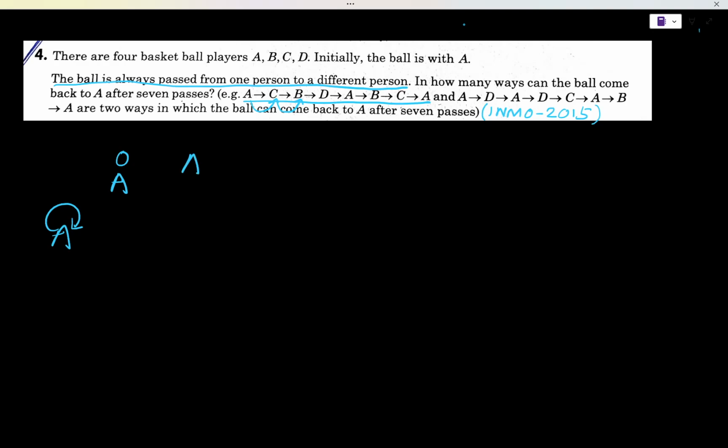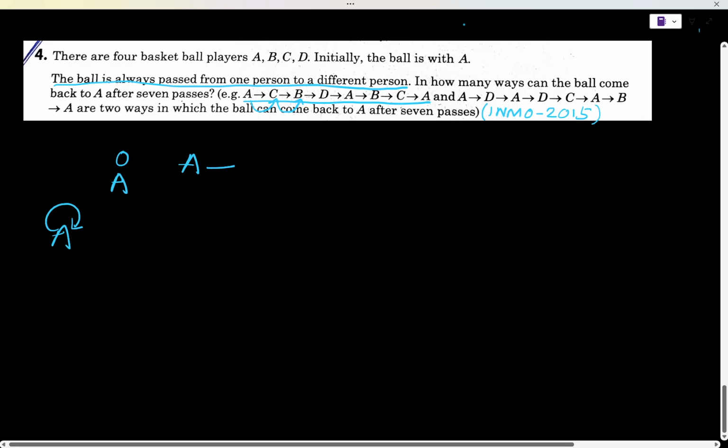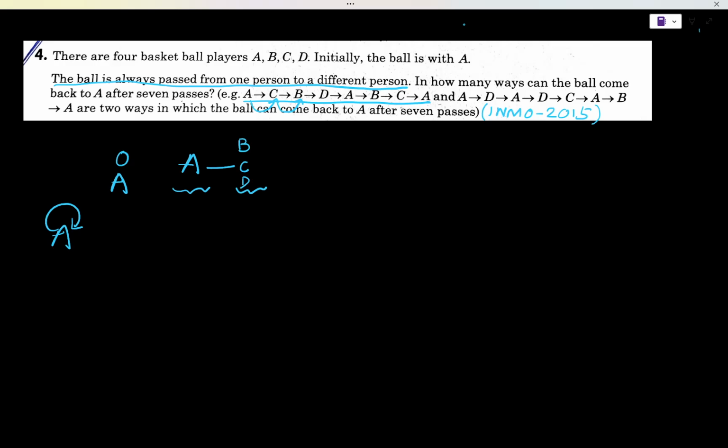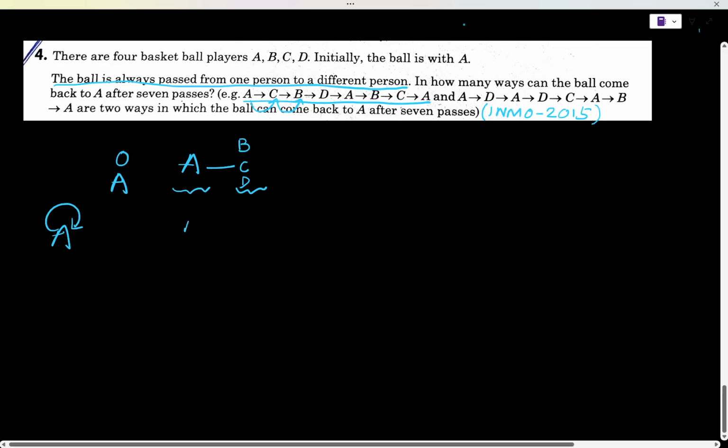Let's say there is a single pass. If there is a single pass, we basically have 2 positions to fill. And here we can have B, C or D. It definitely cannot be A, because self pass is not allowed. That has been established. If there were a couple of passes, here there can be something, and here it has to come back to A. So there will be 3 people.